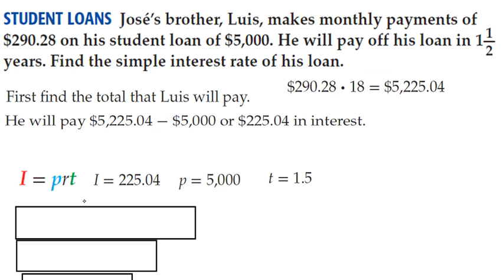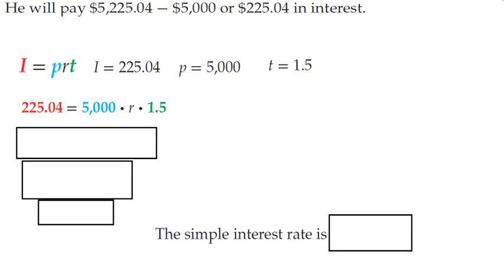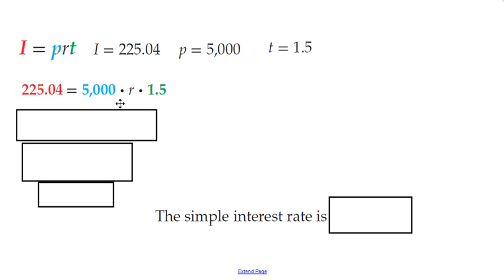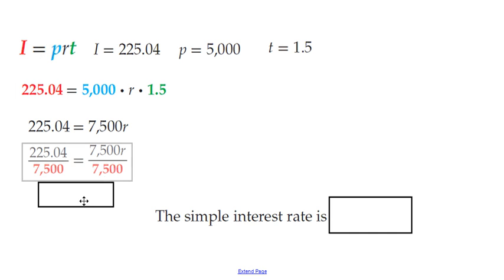So plugging these into the formula, we have $225.04 equals the $5,000 principal times R, the rate we're looking for, times the time, a year and a half. Okay, so we need to get R by itself. First I'm going to multiply these two numbers that are with R. 5,000 times 1.5 is 7,500, and that's still multiplied times R. Now we need to get R by itself, so we need to undo that multiplication, and we do that by dividing by whatever it's multiplied by. Since R is multiplied by 7,500, we need to divide by 7,500. And whatever we do on one side, we must do on the other side of an equation. All right, this leaves us with R equal to 0.03.